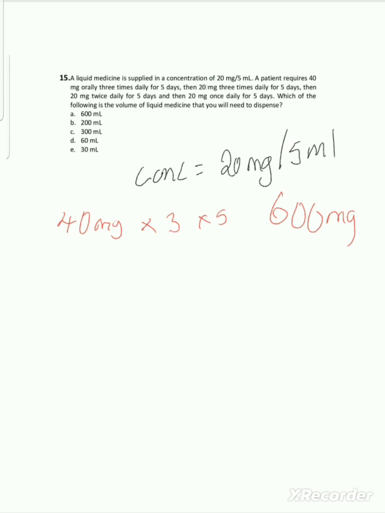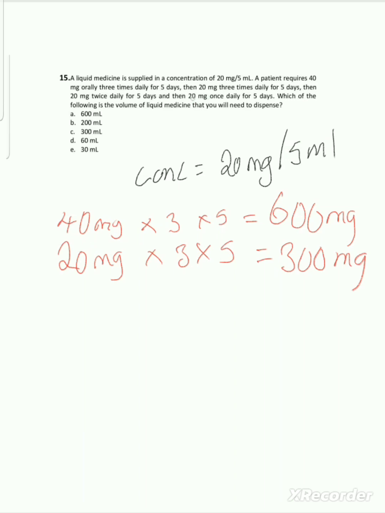Then here they're saying then 20 milligrams. So here it will be 20 milligrams times 3 times 5 days. Then what am I going to have? 20 times 3 times 5, I'm having this as 300 milligrams. Let's try to follow. Okay, we go to the next.